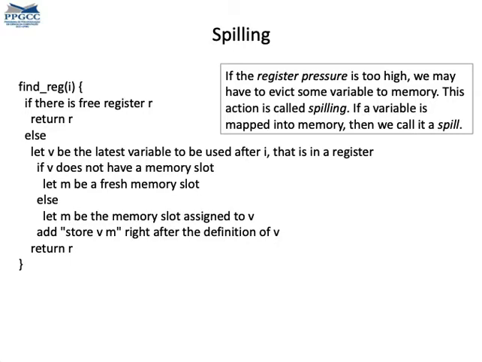Typically, when choosing a variable to spill, we choose the one with the furthest use. In other words, we spill the variable that will be used the farthest in the future. This is a heuristic. It tends to minimize the number of spills. But minimizing the number of spills is actually an NP-complete problem. So usually compilers, they will resort to some kind of heuristic approach.